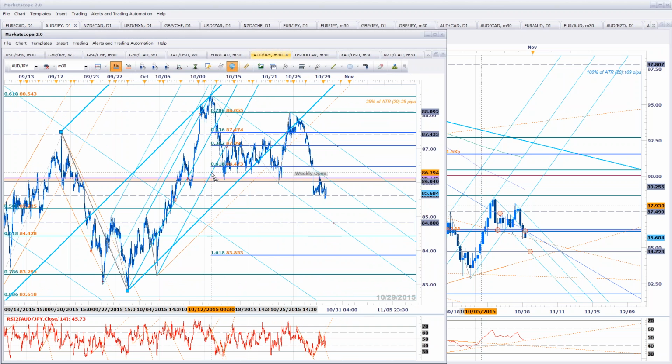There were a couple of embedded pitchforks that we were also playing here that gave us conviction when we came off the median line of that larger structure. And that was a real conviction turn there. So just a beautiful setup. I didn't get anywhere near as many scalps out of this as I would have liked to.